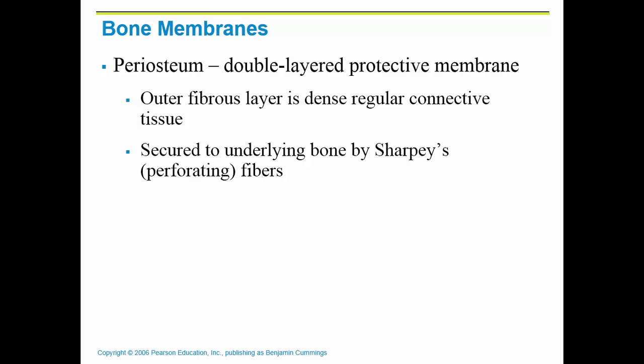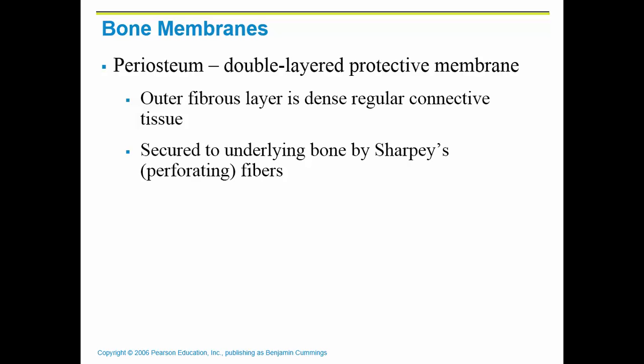A periosteum is a protective layer of connective tissue that is on the outside of the diaphysis, or shaft, of the bone. It's dense, regular connective tissue. Dense connective tissue, we learned, are tendons and ligaments from chapter 4, but they also make up some other types of tissues. And one of them is the periosteum, which is a protective membrane.